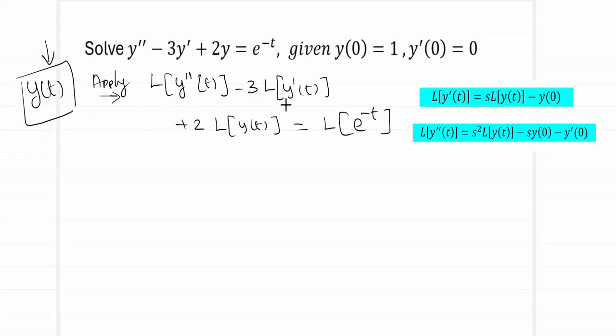To aid in the solving, we have been given two conditions: y of 0 is 1 and y dash of 0 equal to 0. They are evaluated at t. So what is the value of t here? It is 0. Since they are evaluated at t equal to 0, these two conditions are called initial conditions. These initial conditions will help us solve the differential equation.